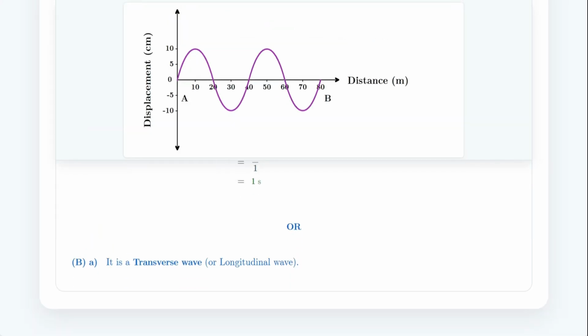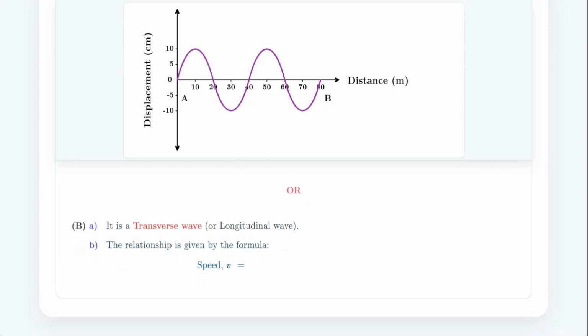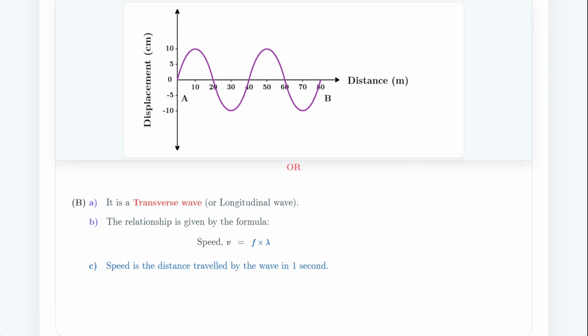It is a transverse wave or longitudinal wave. The relation is speed v equals f times lambda. Speed is the distance traveled by the wave in 1 second.